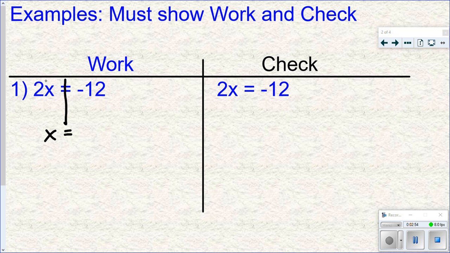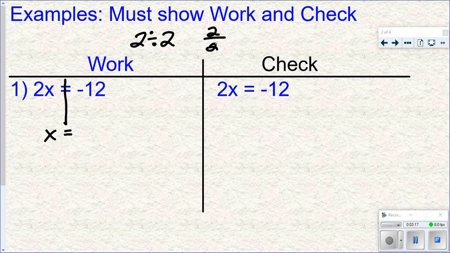Okay, so just a quick review. A number next to a variable means multiply. So this means 2 times x. So I'm going to do the opposite of that, and I'm going to divide by 2. Well, in elementary school, you showed division by doing this. In middle school and high school, we don't write division like that. We write it like this.